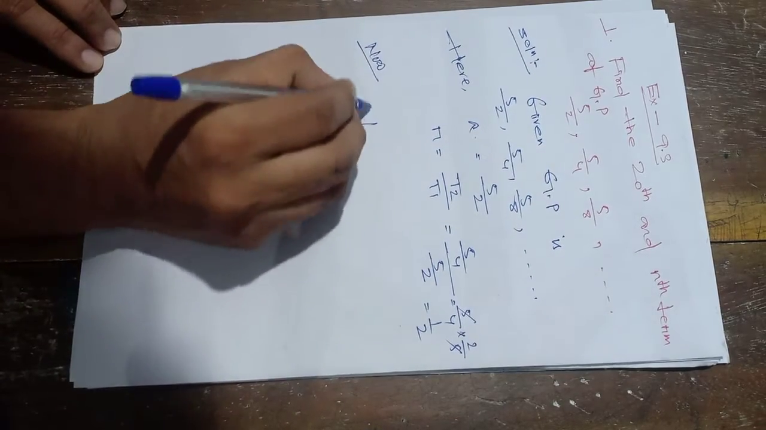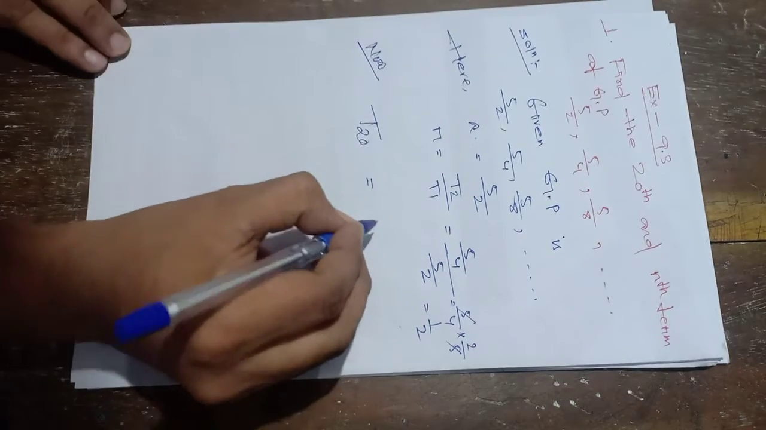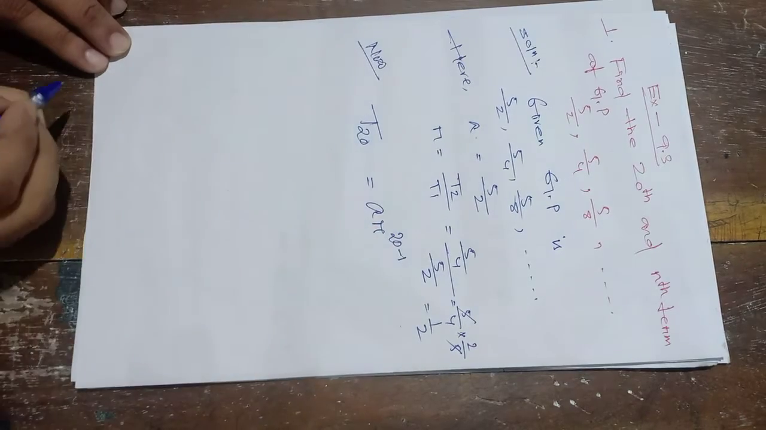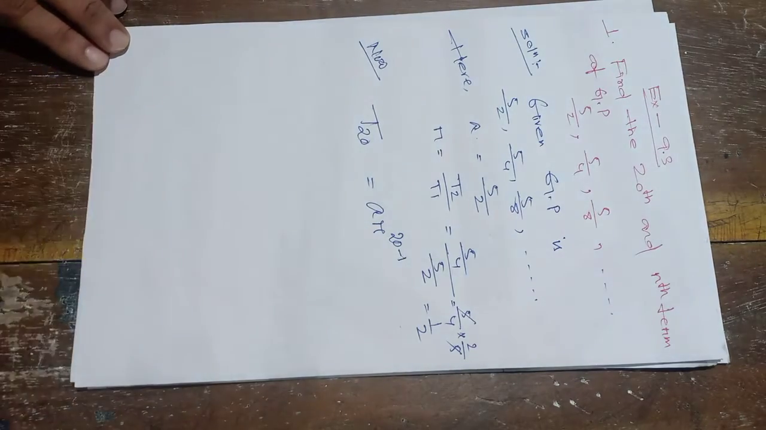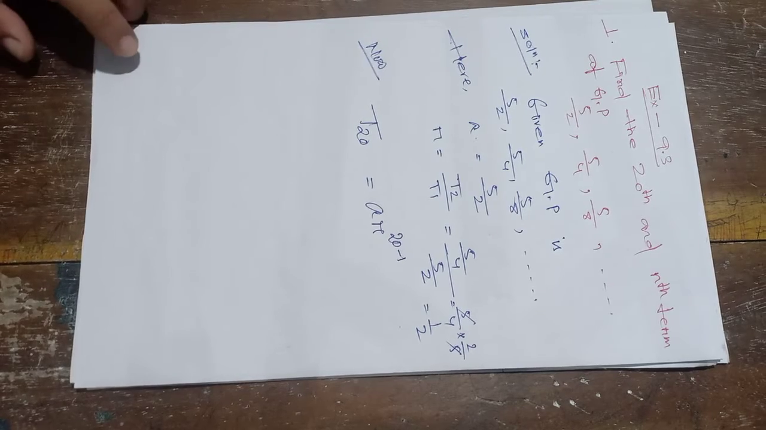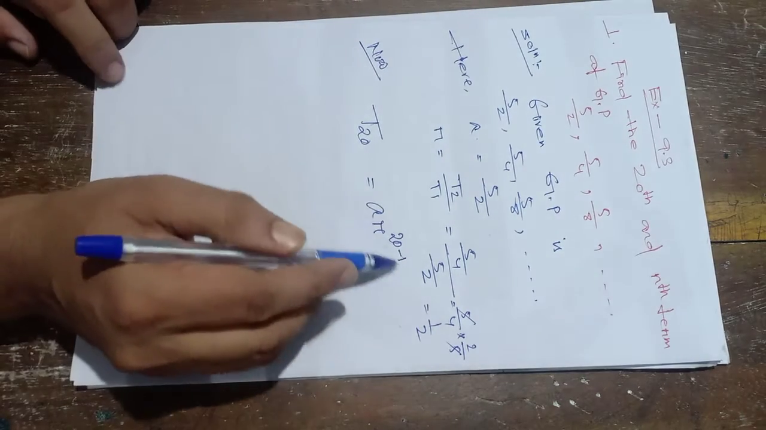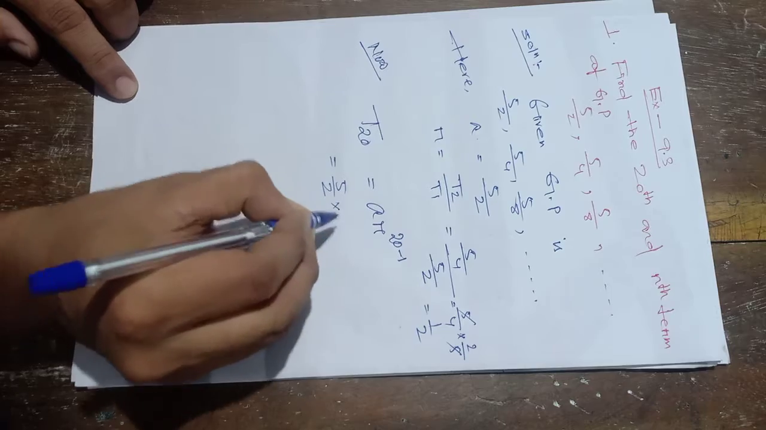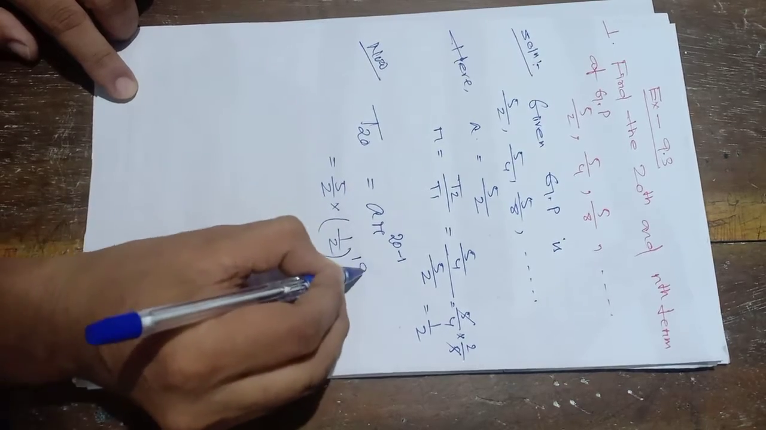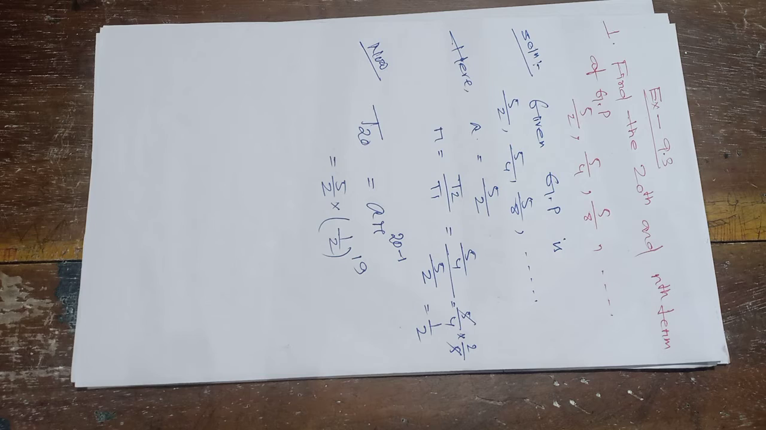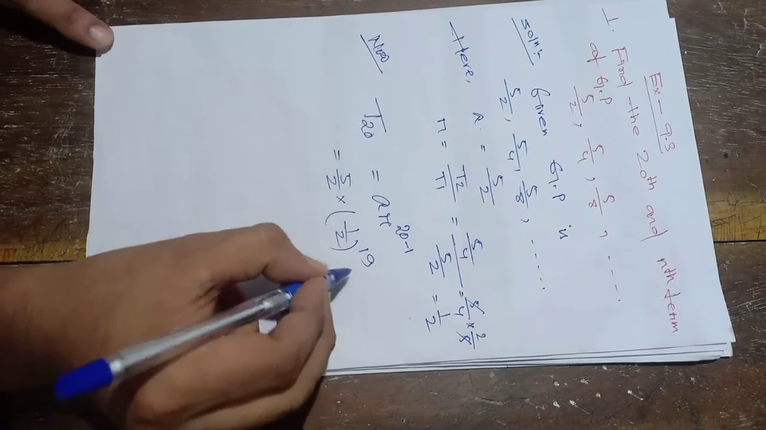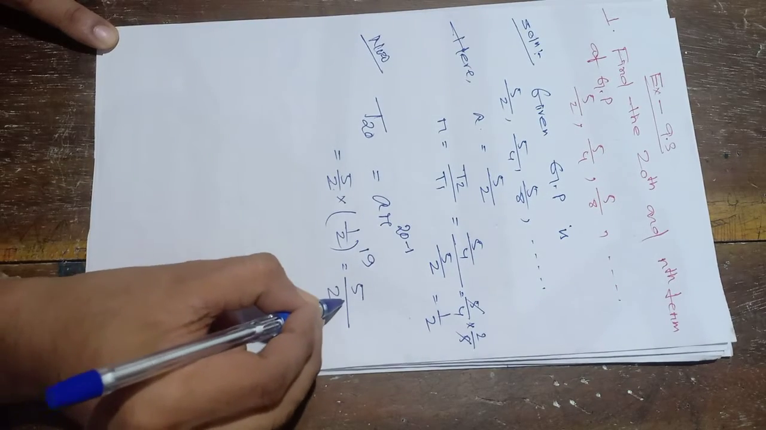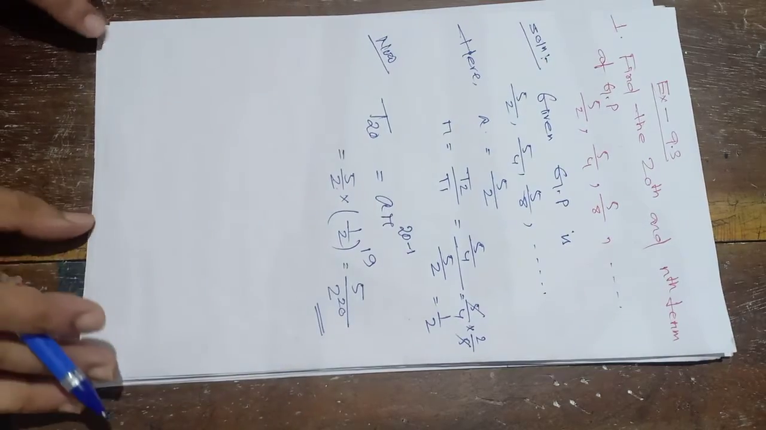For T20, the formula is a r to the power 20 minus 1. We know that the formula of Tn is a r to the power n minus 1. So what is a? a is 5 by 2 into r, which is half, to the power 19. We can write this answer as 5 divided by 2 to the power 1 into 2 to the power 19, which will be 2 to the power 20. So this is the answer of the first question.